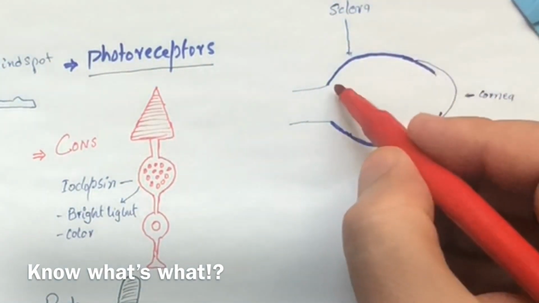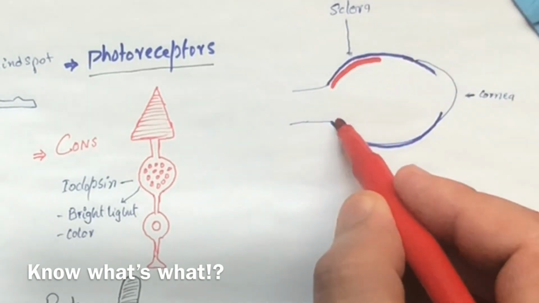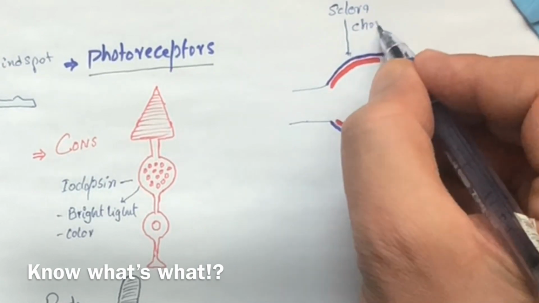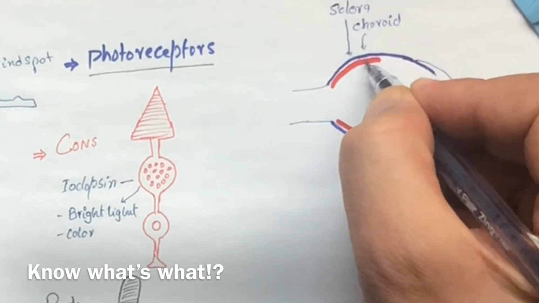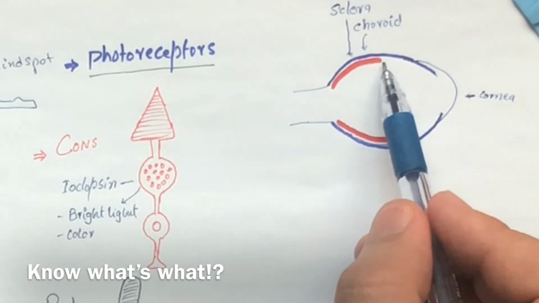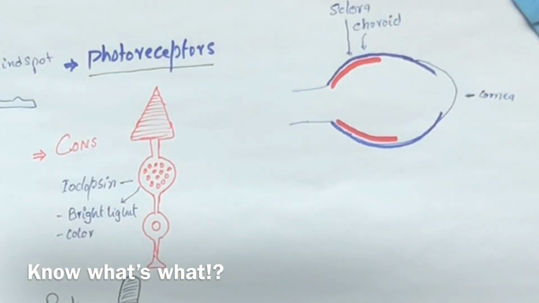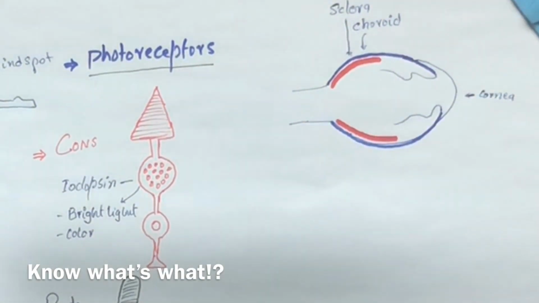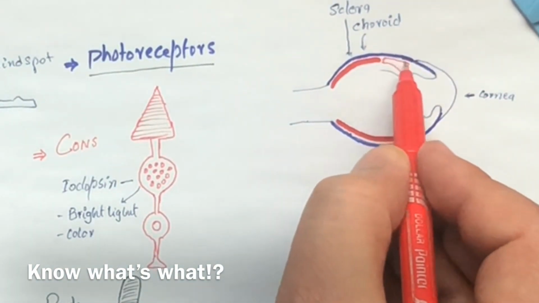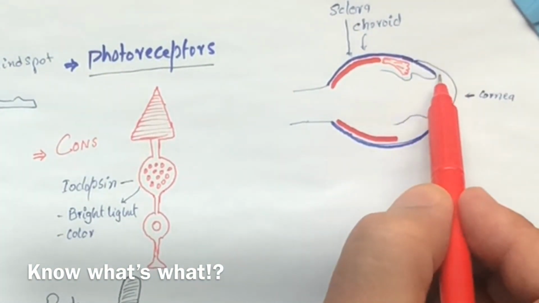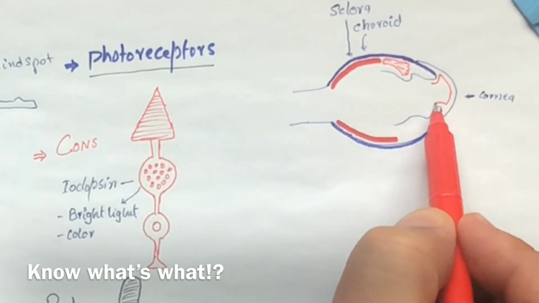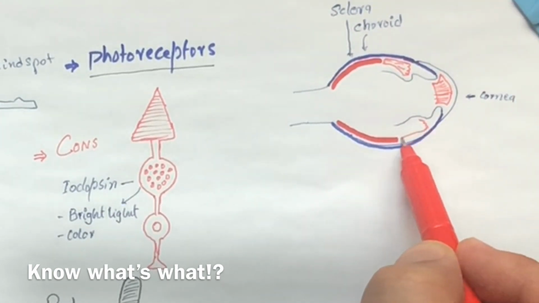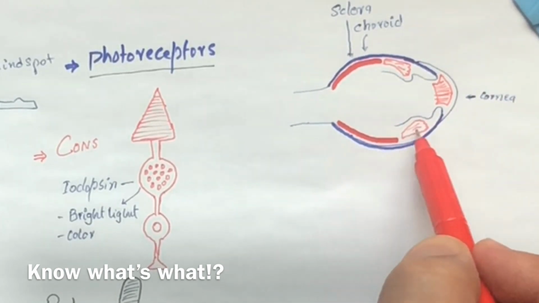And then next to the sclera is the choroid layer. Choroids contain the capillaries, the blood vessels. And then next to it is the ciliary body, and we will show here the ciliary body, and then the iris. Here is the iris. Now, the choroid, the ciliary body, and the iris, these three together are called uvea.